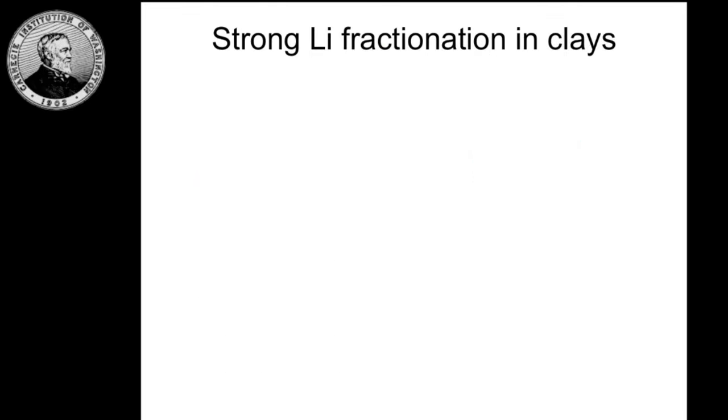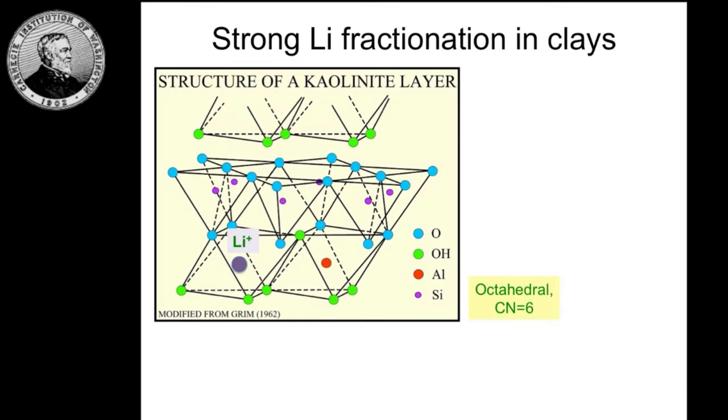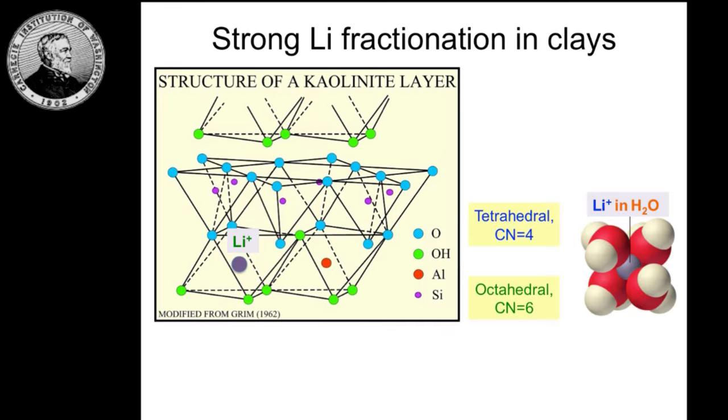Okay, so this shows you a diagram of what a typical weathering product, a clay mineral, looks like. This is a kaolinite mineral structure. Lithium likes to replace the aluminum in the octahedral structure. Versus in waters, lithium likes to bond with four different water molecules to form this tetrahedral structure.